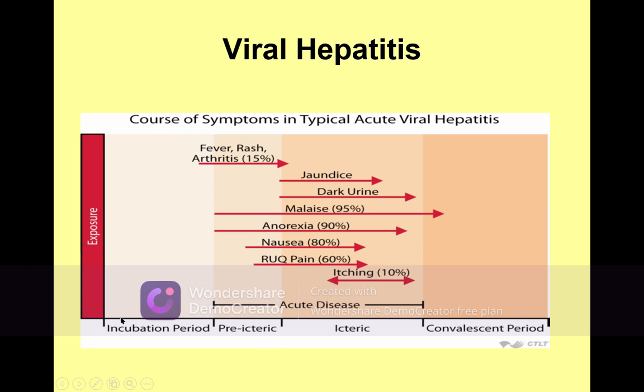So there will be an incubation period, in which the patient may be anorectic and slightly feverish. In the pre-icteric phase you find more extension of these symptoms. In the icteric phase, the patient will definitely come to you because he has noticed the yellow discoloration, and then there will be a convalescent period with different types of viruses.